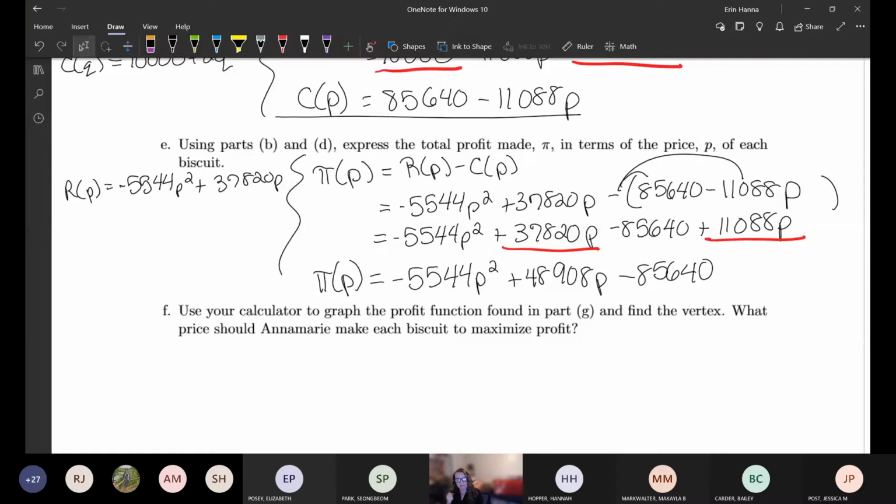Questions, concerns on that? Okay. So our last piece is we're asked to use the calculator to graph the profit function we found in part G and find the vertex. What price should Anne-Marie make each biscuit to maximize profit?